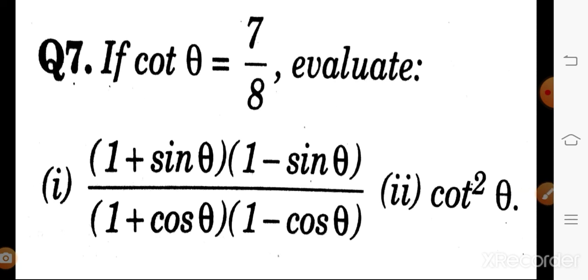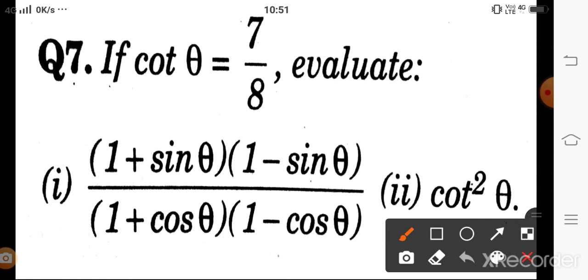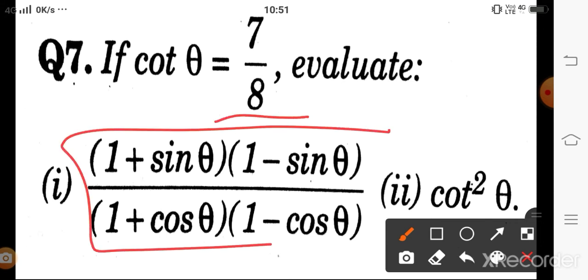Let us solve one more question, question number 7. If cot theta is equal to 7 by 8, the ratio is given, and cot theta is base upon perpendicular. Using this we have to find the values of (1 plus sine theta)(1 minus sine theta) upon (1 plus cos theta)(1 minus cos theta), and the second part is cot square theta. Let us find the value. If theta is given, then we are able to find the value of sine theta and cos theta.